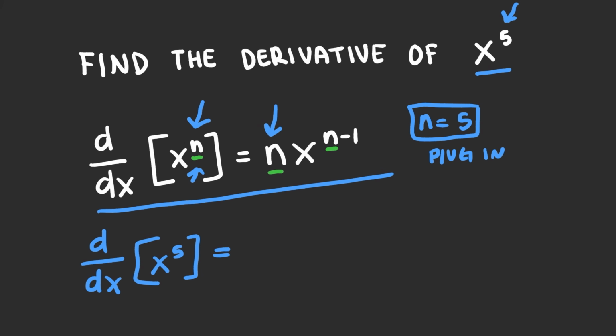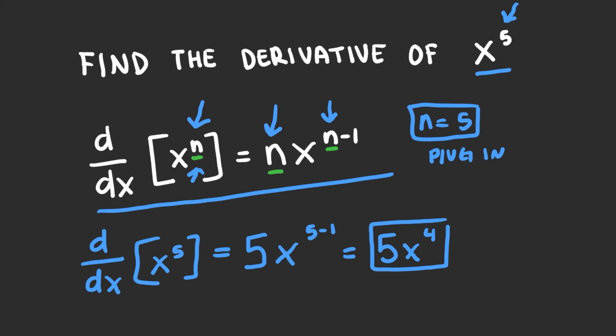So all we have to do is plug this in anywhere we see an n. So we have an n right here, which will be 5, x to the n, which is 5, minus 1, which would be 5x to the 4th power. So the derivative of x to the 5th power using the power rule is 5x to the 4th power. That's it.